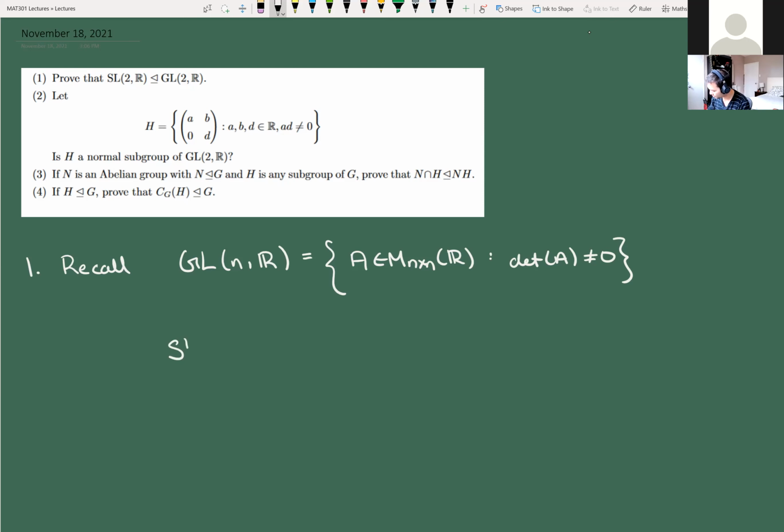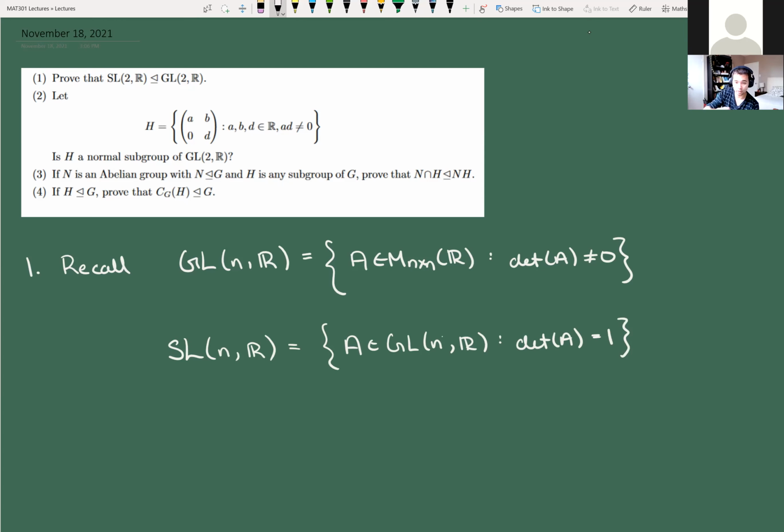So we have SLNR is the collection of matrices, and we could just say n by n if we wanted to, but we can be more specific than that. We're not using subscripts, NR, such that the determinant of A is exactly equal to 1. Exactly 1, so it's not allowed to be anything else. And it's not too hard to show that this is a subgroup. That's really straightforward. I think it's been done in the notes already, so we're not going to worry about that. You can assume it's a subgroup.